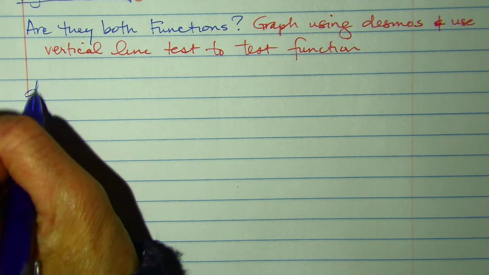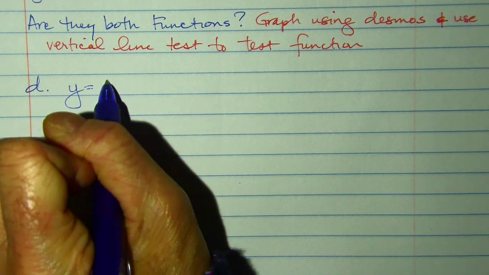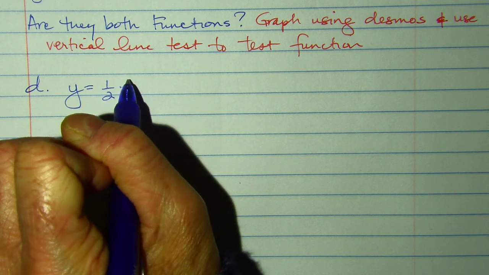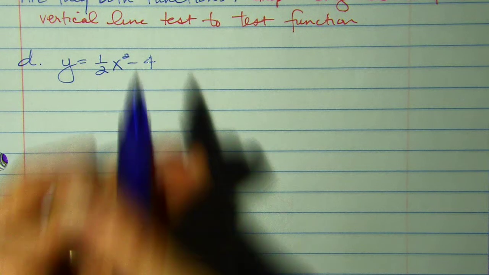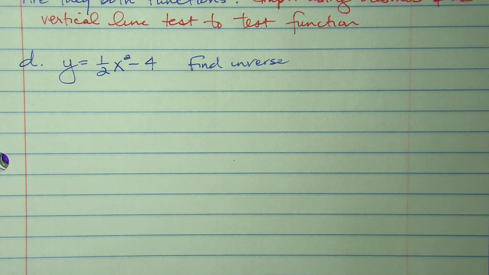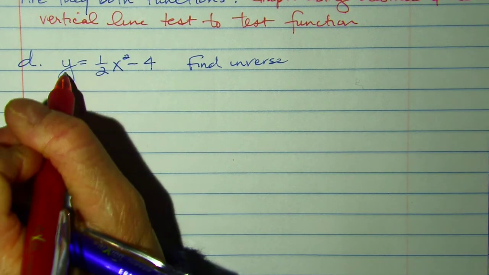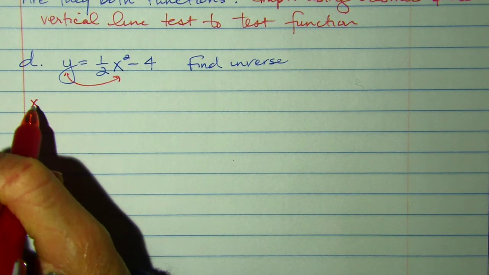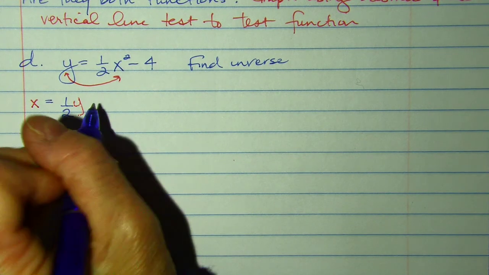Part D, I apologize, not number, part D. Find an equation for the inverse of y equals 1/2 x squared minus 4. All right, so it says find inverse, and then we're going to identify the domain and range of each. So first thing we're going to do is switch x and y. Right? So we're going to switch our letters. So x equals 1/2 y squared minus 4.